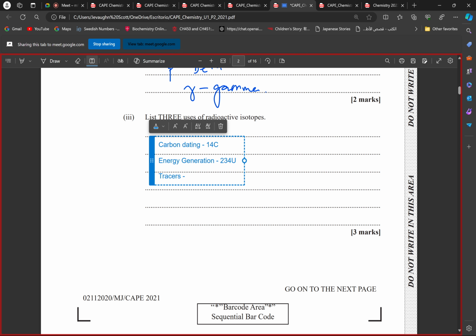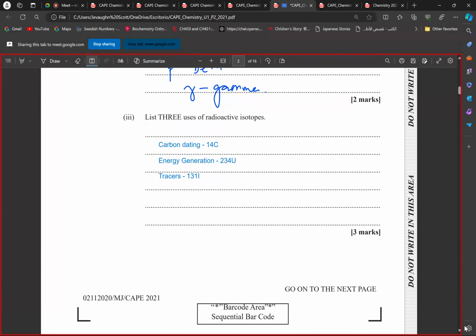From propelling a neutron into a uranium atom, right? So you can use that to produce chain reactions to generate energy. Iodine-131 can be used as a tracer to research thyroid activity. Carbon dating can be used to date objects, organic materials. Iodine-131.